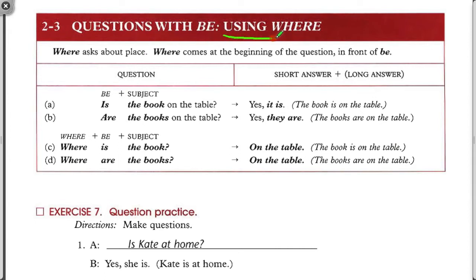Questions with be using where. Where asks about place, and where comes at the beginning of a sentence in front of to be. Originally, we just learned in the previous grammar box that is comes first. Is the book on the table? Yes, it is. Are the books on the table? Yes, they are. Now, here, we add where in front of the verb to be. So the question would be, where is the book? Where are the books? On the table. The books are on the table. The book is on the table.